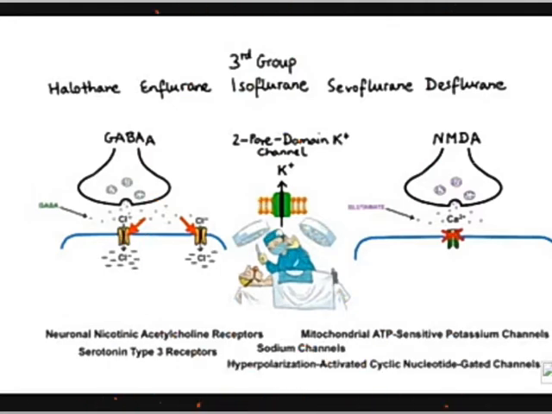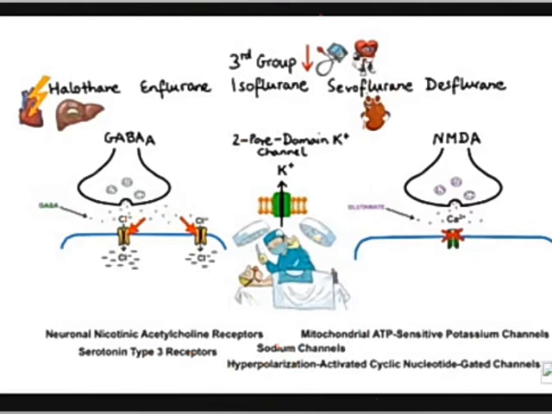Now, when it comes to side effects, all of the agents in this group produce a dose-dependent reduction in blood pressure and cardiac output. Additionally, halothane in particular may cause cardiac arrhythmias and hepatotoxicity, while sevoflurane may cause renal toxicity.